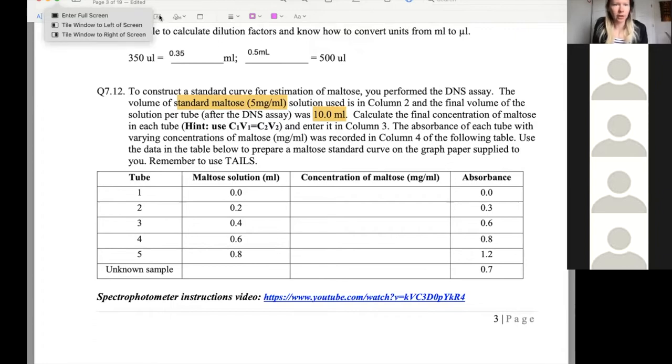So why don't we take a moment to identify which of these variables we already know and which is the one that we are solving for. So C1, our starting concentration, what is our C1 in this instance? Would it be the 5 milligrams? Yeah, 5 milligrams, yes. So C1 is 5 milligrams per milliliter. What would our V1 be?